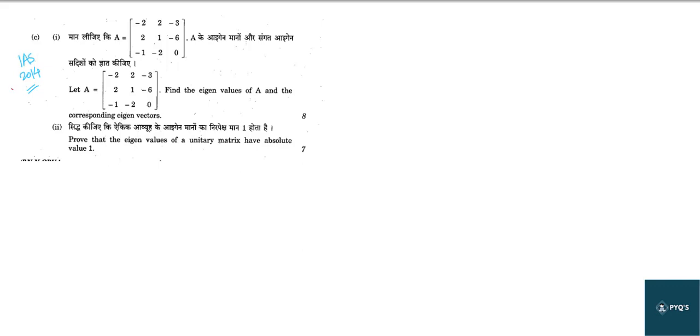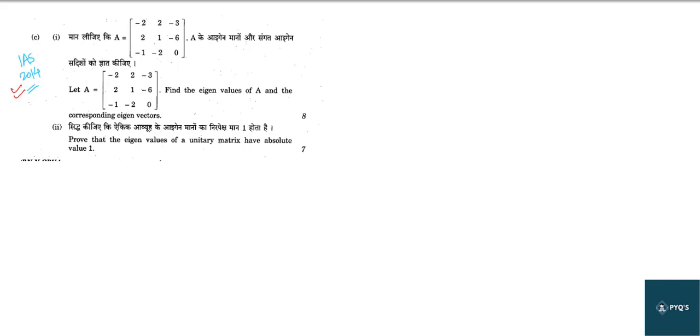This is an IAS 2014 question from linear algebra. The question has two parts. This is a 15 marker question, one part of 8 marks, another part of 7 marks. The question states: find the eigenvalues and corresponding eigenvectors. And the second part states: prove that the eigenvalues of a unitary matrix have absolute value 1.